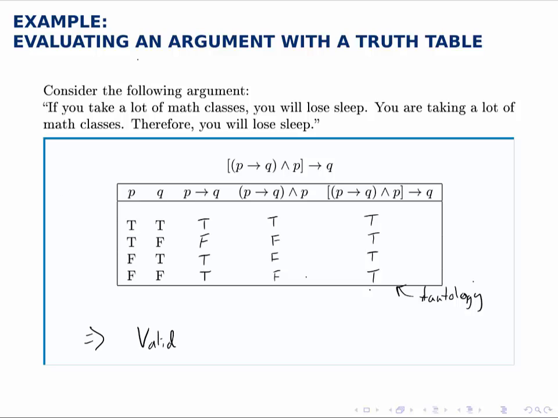And this argument is an example of direct reasoning. Direct reasoning: P implies Q, and P, therefore Q. So it's a pretty straightforward argument, and it's a valid one, which we've proven by building this truth table.